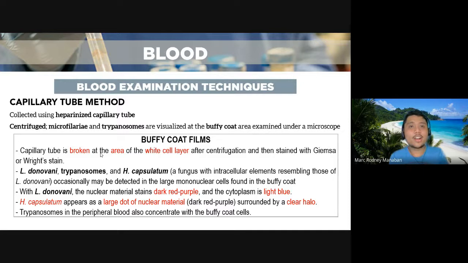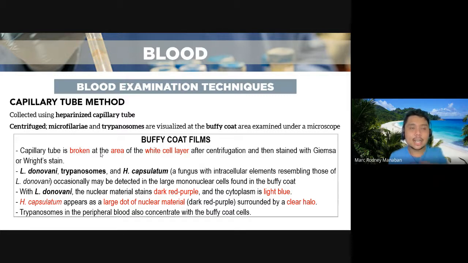So you break it at the area of the buffy coat, then put the buffy coat on a slide, make a smear, and then stain. And then we look for the parasites. What we're after usually is your L. donovani, your trypanosomes, and even a fungus, Histoplasma capsulatum. L. donovani and H. capsulatum can be confused with one another because both organisms can reside within macrophages or WBCs. So what we look at is their staining characteristics.